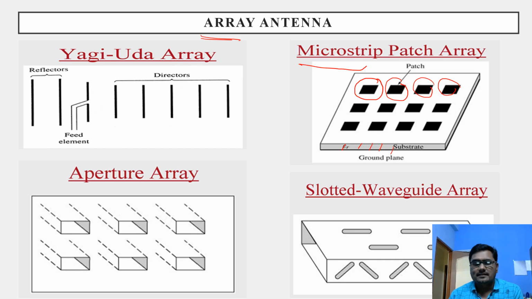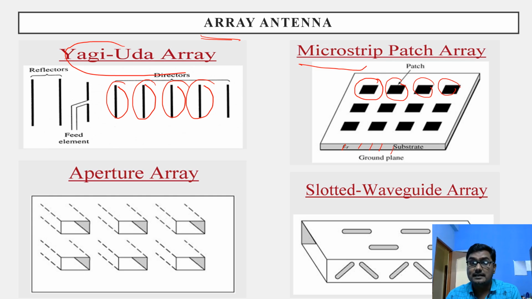Now if I have a collection of so many dipoles, I will have a dipole array. If I have a collection or number of elements here like this, it is an array. I'm showing a Yagi-Uda array, which is a different type of array.